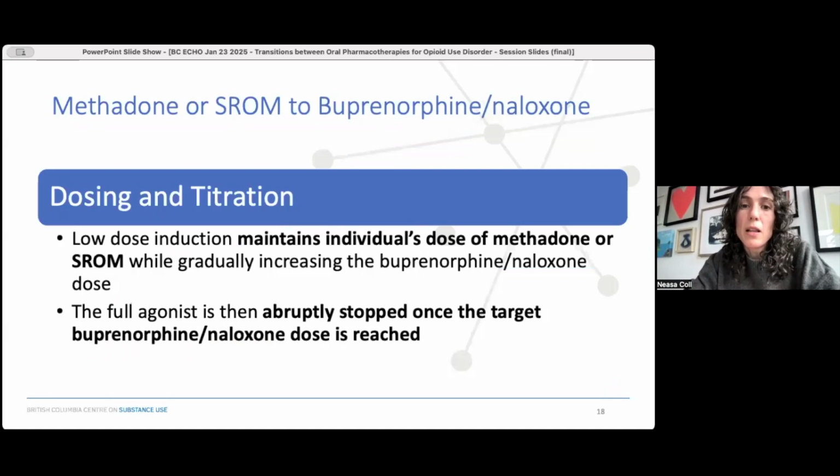So a low dose induction maintains an individual's dose of their full agonist while gradually increasing the buprenorphine naloxone dose, which allows it to slowly accumulate at the mu opioid receptors over time, gradually displacing the full agonist. Again, a goal of not having any precipitated withdrawal. The full agonist can then be completely stopped when the target buprenorphine naloxone dose is reached. And again, there are more details regarding this in the 2023 guidelines for clinical management of OUD.